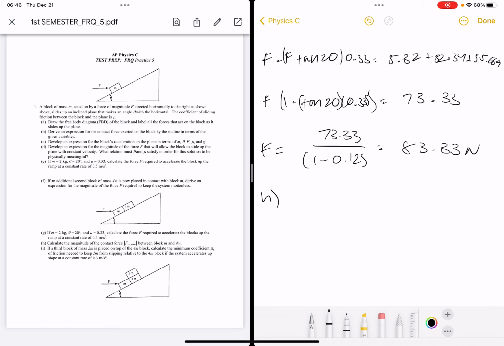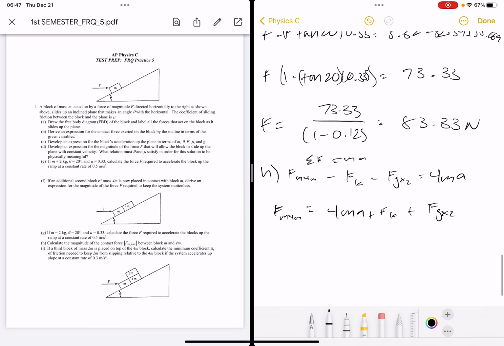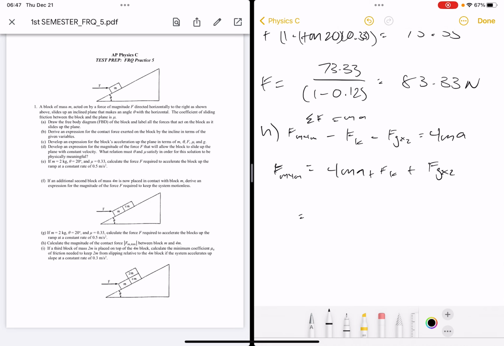H. So F of M onto 4M. So net force again. Minus Fk minus f of gx. And there's another one, so we're going to put in the subscript 4ma. So f of m for m minus equals 4ma plus f of k plus f of gx, and then the second one. So this equals 4 times 2 times 0.5 plus fn mu k plus 4mg sine 20.